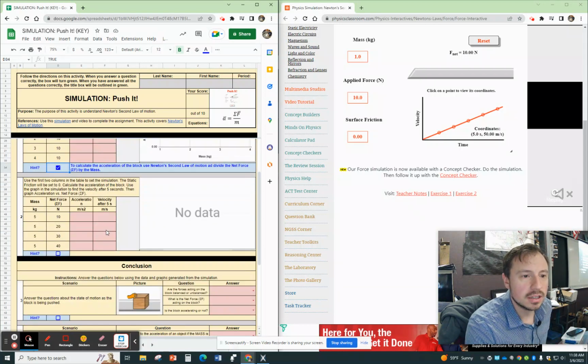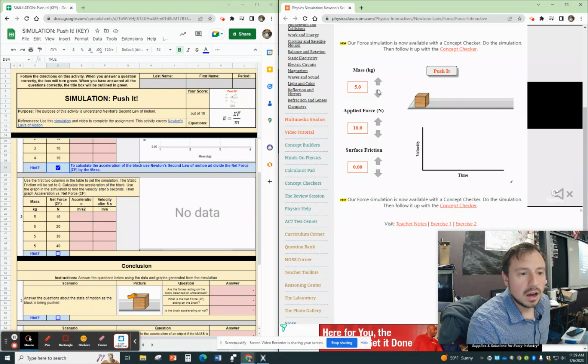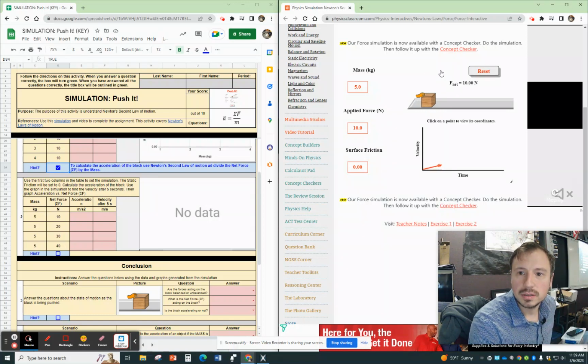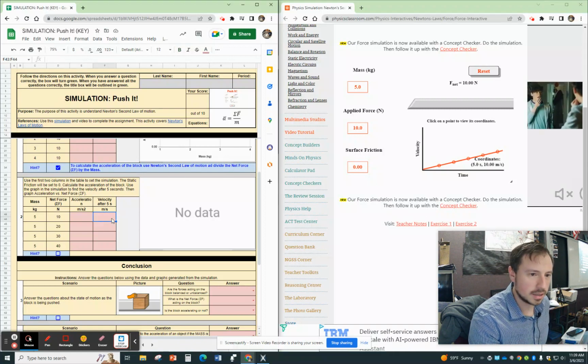Now let's go ahead and go down to this second one. Use the first 2 columns in the table to set the simulation, same thing. And this time what we're doing is we are changing the net force. So notice the mass in all of these is going to be 5. So I need to reset it, and I'm going to make it 5. All right. Now the first applied net force is going to be 10. And now I'm just going to push it, right? There we go. All right. So I come in here and define the velocity after 5 seconds is going to be 10 meters per second.